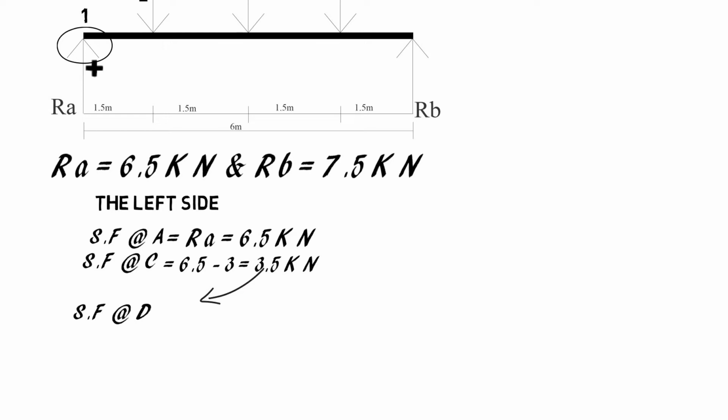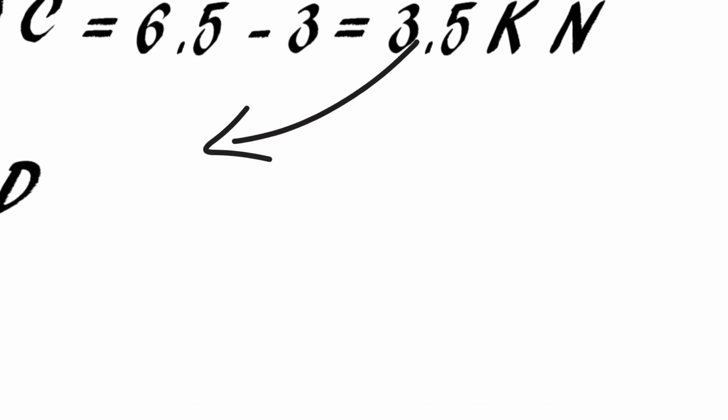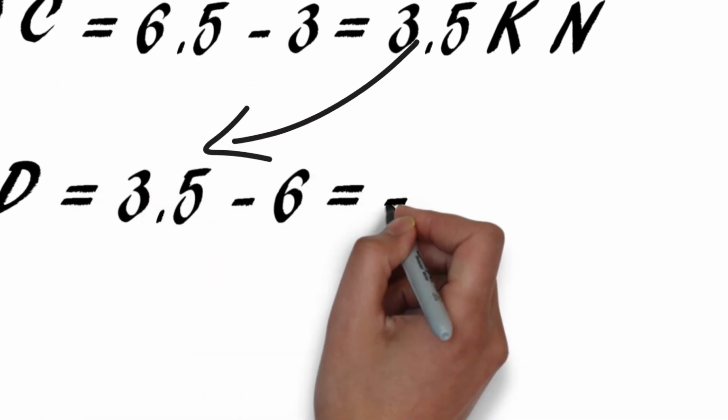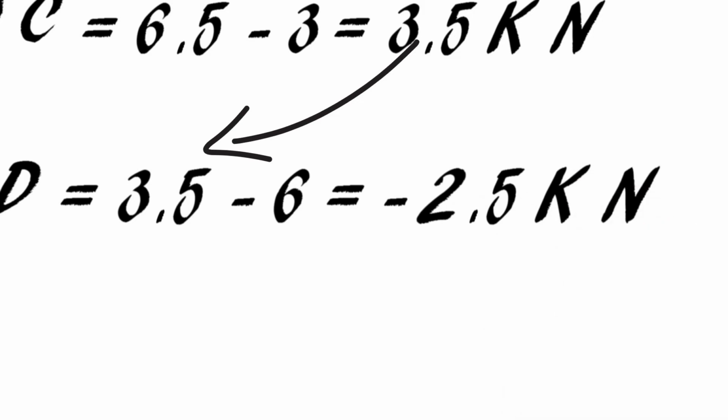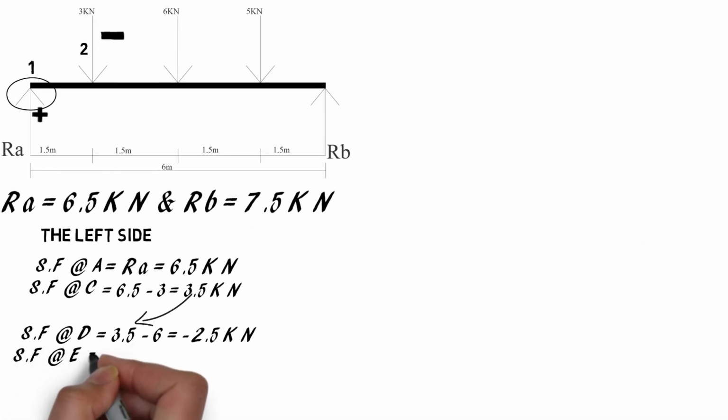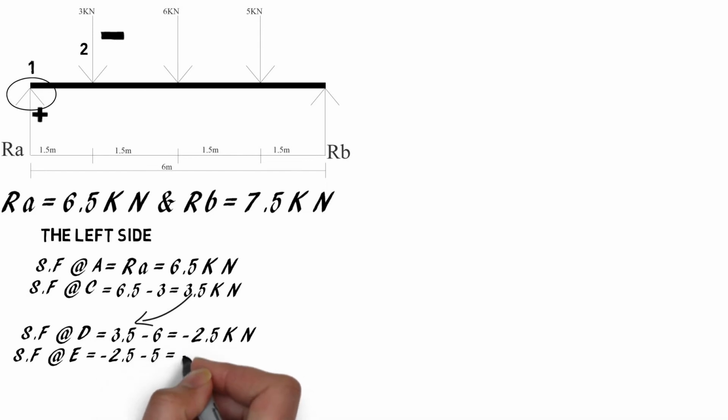It's simple. We're just trying to compress it so things don't look a bit complex and awkward. So we have 3.5 minus 6 equal to minus 2.5 kilonewton. Then we'll move on to E. Shear force at E: minus 2.5 kilonewton minus 5 is equal to minus 7.5.